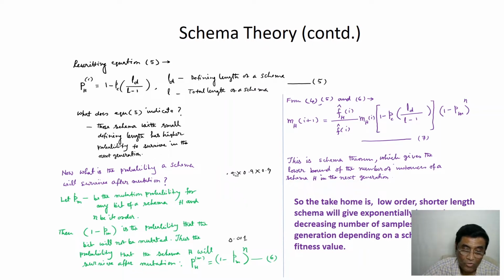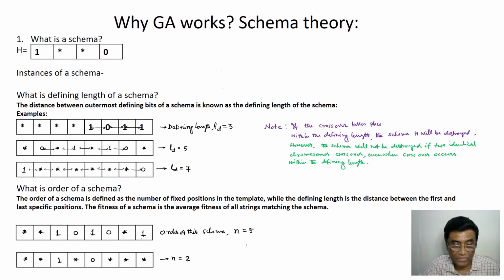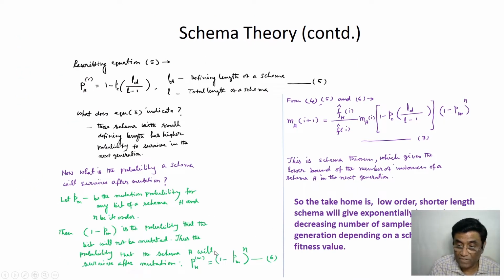So it is not good to have a schema which has pretty high order, right? So this is actually good, and this is not good. So you see, the order of the schema, if it is smaller, is better. So what is actually the take home?